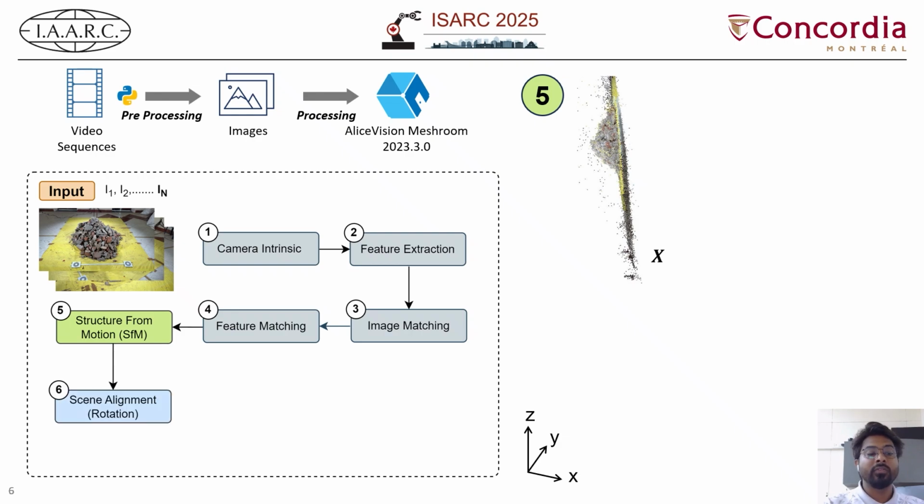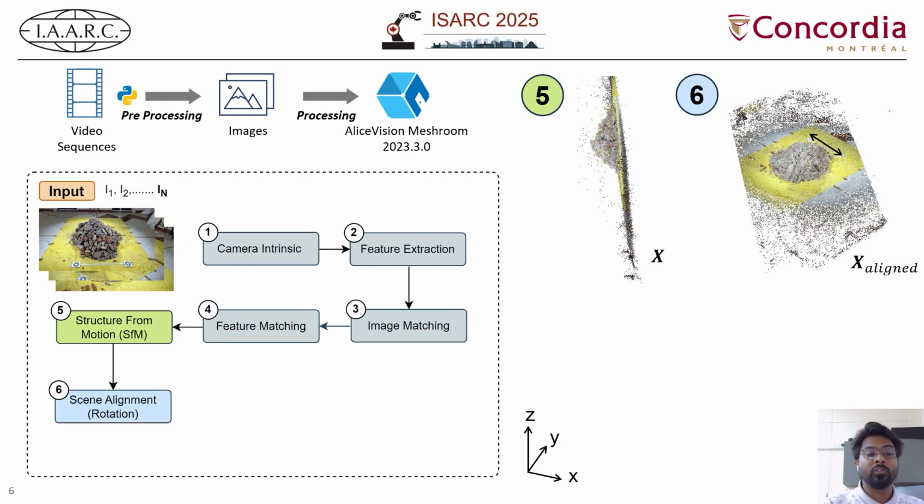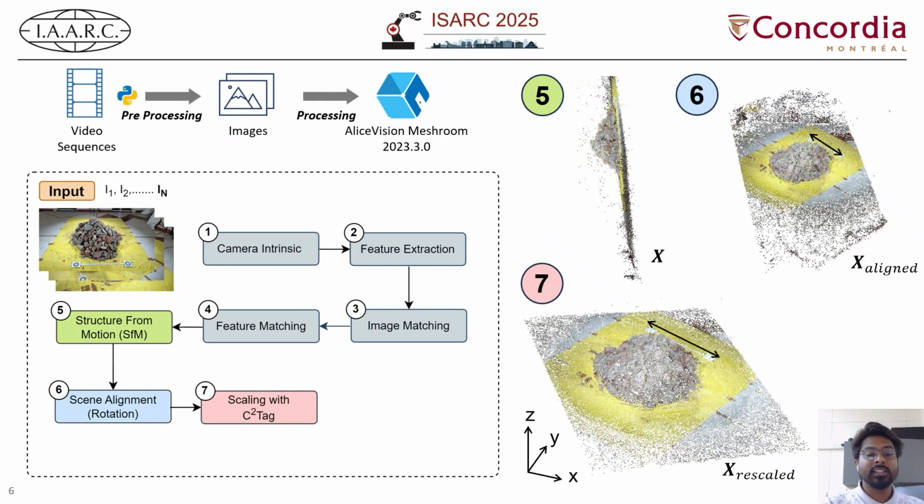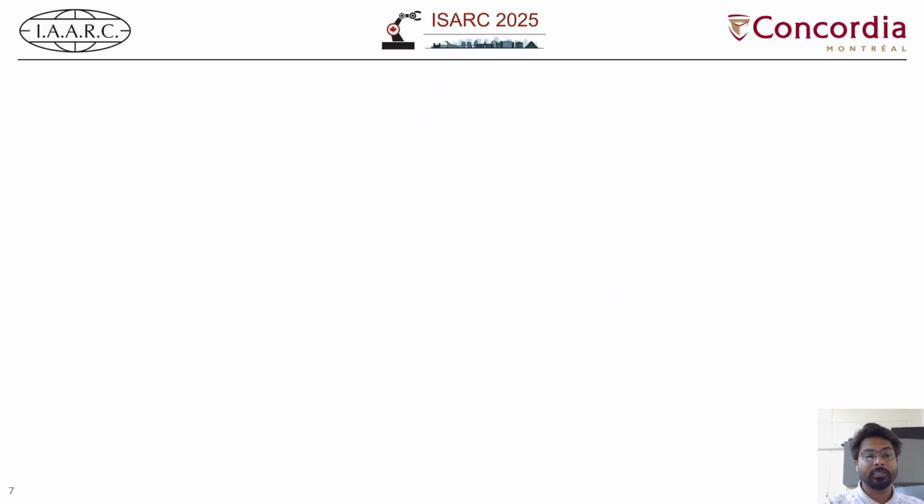So we then performed the scene alignment on it and added a node to it so that we can align it on the XY plane. Eventually, we performed the scaling with CCTags and rescaled the point cloud utilizing the ground control point that we have already set up. So eventually, at the end we got a rescaled point cloud as an output to serve as a precise volume estimation.